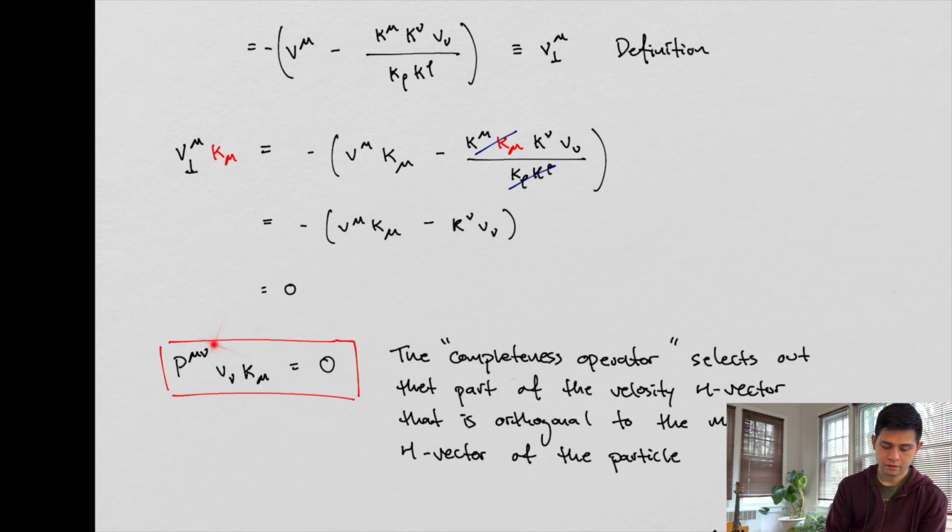So this is the relationship. The completeness operator selects out the part of the arbitrary 4 vector, not the velocity, that is orthogonal to the momentum 4 vector of the particle, right? And this really only works for the momentum 4 vector because of this relationship.